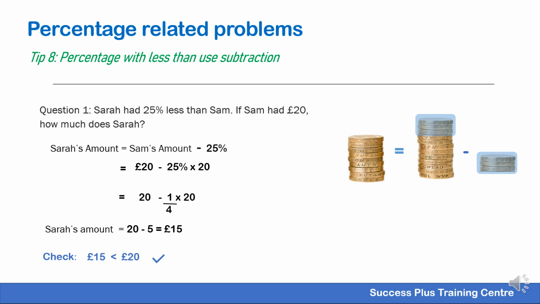Using tip number 6, we should always check our answers. Now we know that Sarah's amount is less than Sam's amount, and our answer £15 is less than £20. This means that our answer seems to be a correct answer. Keep practicing more questions about percentages with less than and more than until you get the hang of it.